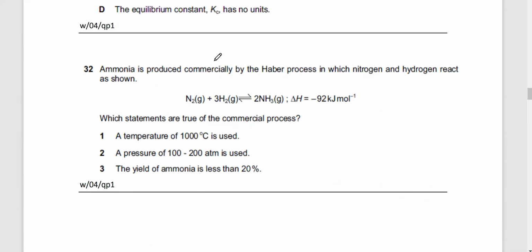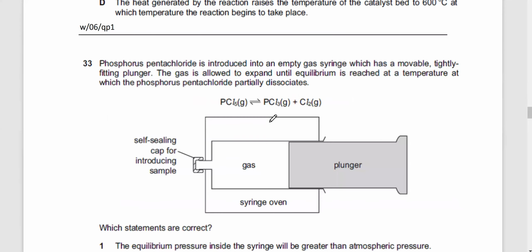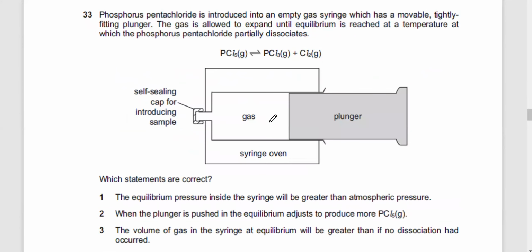Ammonia is produced commercially by the Haber process, in which... Which statement? I forget. We haven't done the commercial process yet. Forget this. Let's talk about this one. So there's phosphorus. I mean, these are the gases that are present.